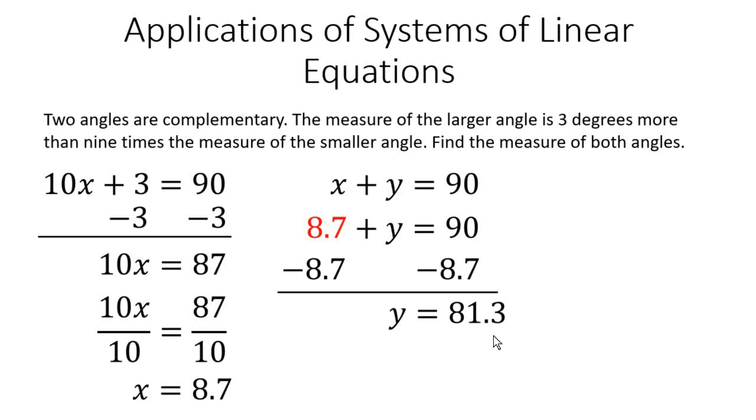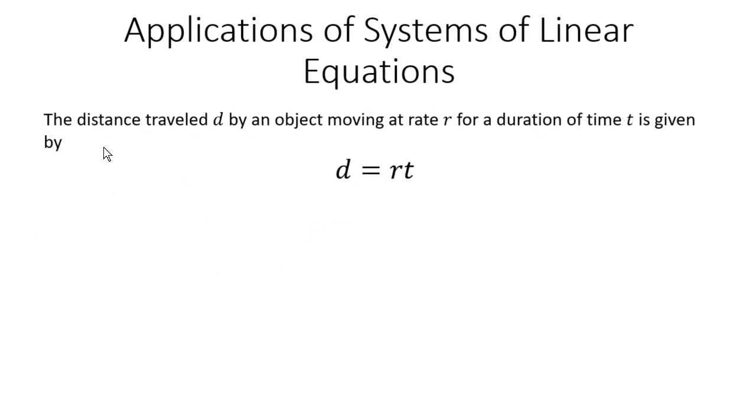All right, the last type of problem I want to look at here is the uniform motion problem. So we have the distance traveled d by an object moving at a rate r for a duration of time t is given by distance d equals rate r times time. D equals rt, distance equals rate times time. So let's take a look at an example with a boat on a river.